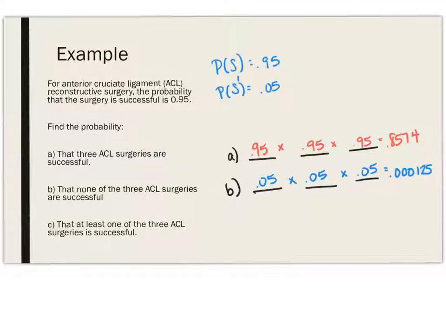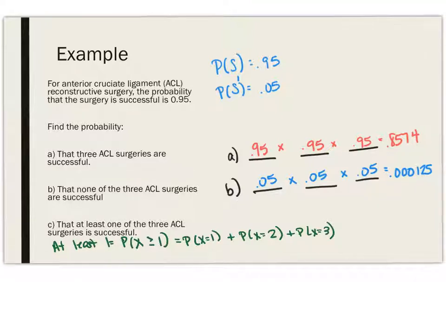The last one says, what's the probability that at least one of the 3 ACL surgeries is successful? Let's talk about what at least one means. When you have 3 surgeries, you can have 1, you can have 2, or you can have 3. At least one means X is greater than or equal to 1. That's the probability that X is equal to 1, plus the probability that X is equal to 2, plus the probability that X is equal to 3.